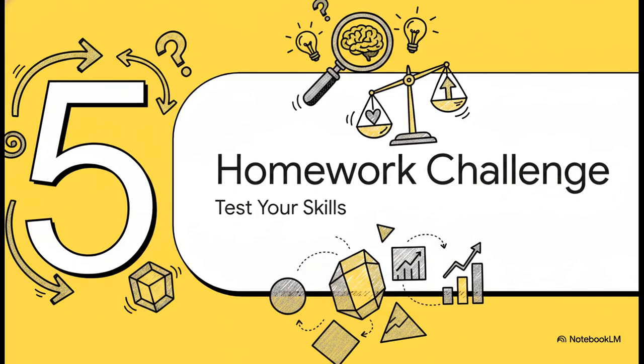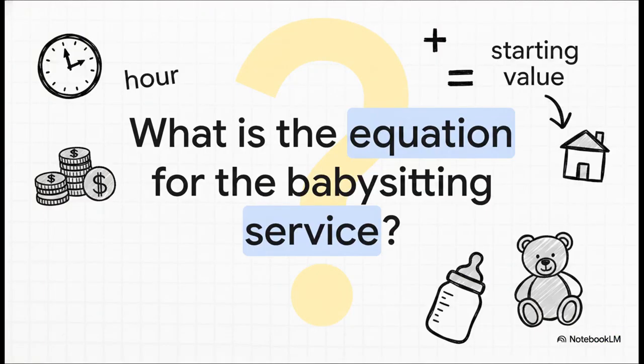Which brings us to Section 5, your homework challenge. Now it's your turn to apply this. Listen to this scenario. A babysitting service charges $10 per hour, plus a $15 booking fee. Ask yourself, what is the starting value here? What is the rate that repeats every single hour? And how do those two pieces combine into a y equals mx plus b format to tell the whole story?